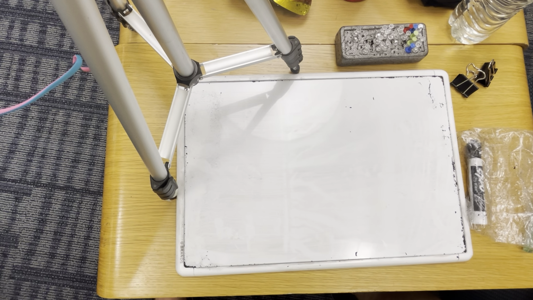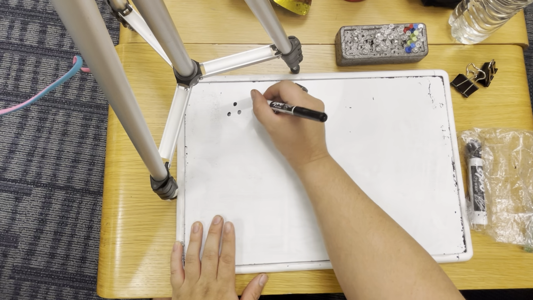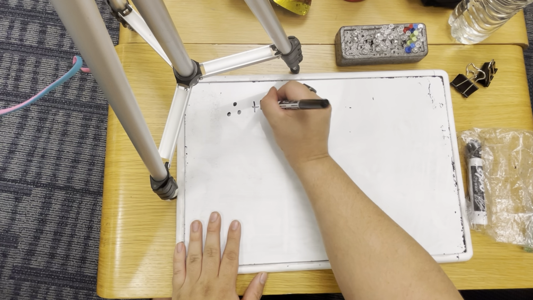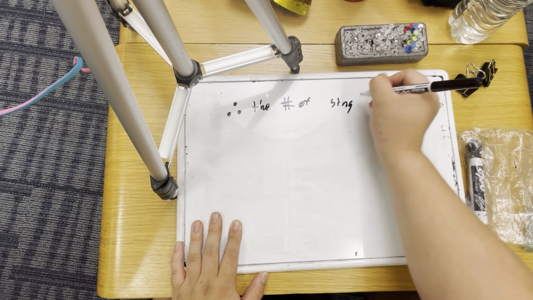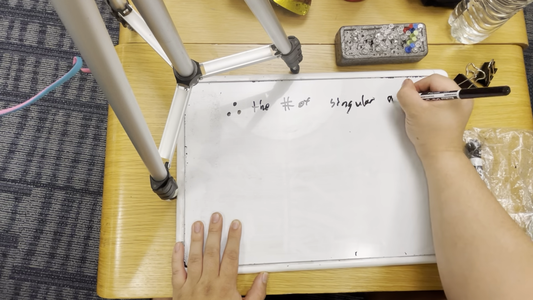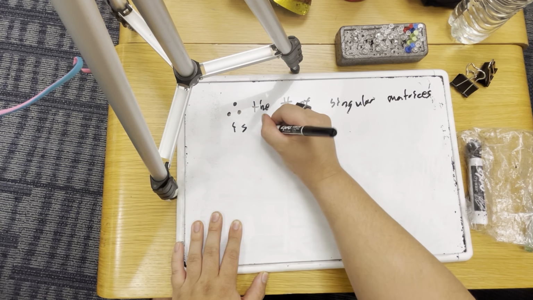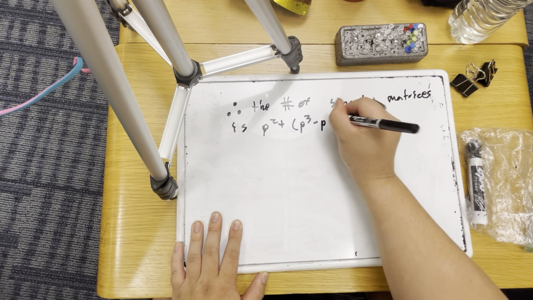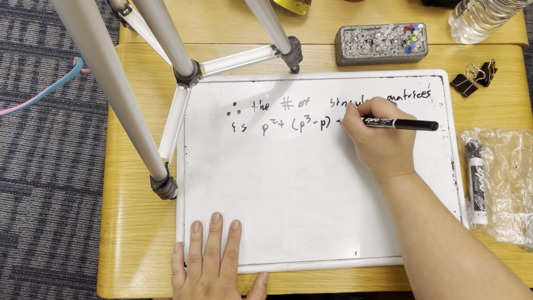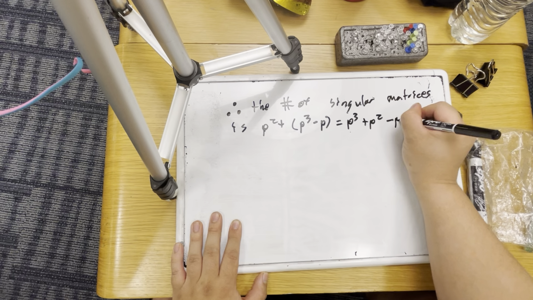So, before my phone ran out of storage, I was here. Therefore, the number of singular matrices is p squared plus (p cubed minus p), which is equal to p cubed plus p squared minus p.